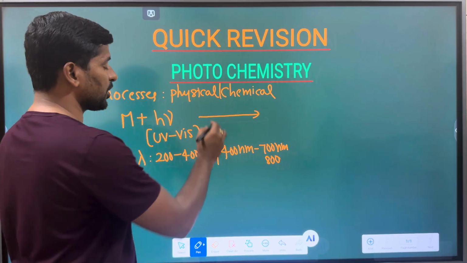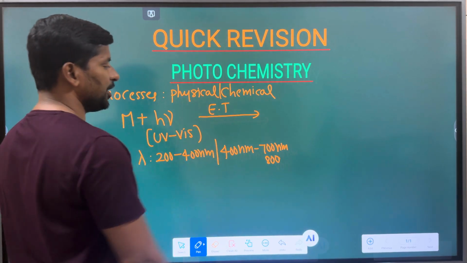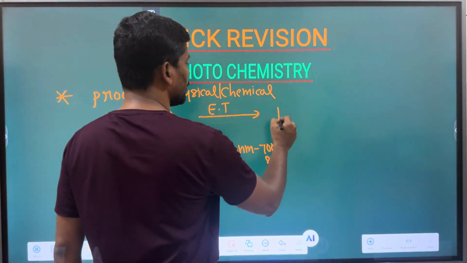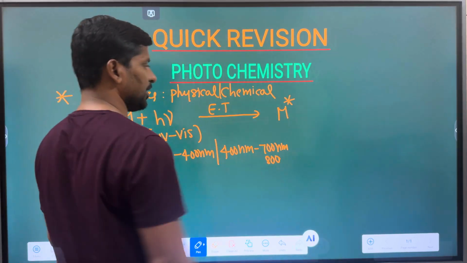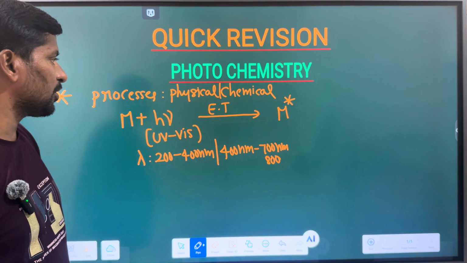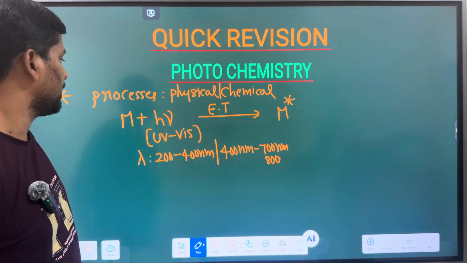Whenever we apply UV visible radiation, what happens? Electronic transitions occur. So the molecule goes to a higher energy level, and from that, the excited state molecule may participate in the reaction. It may overcome the energy barrier and participate in the reaction.